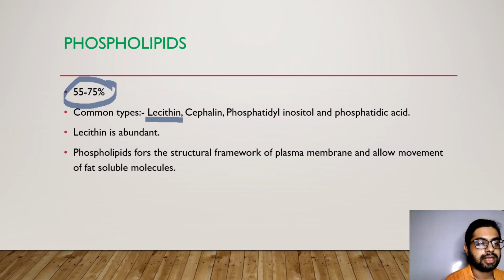lecithin is the most abundant. So phospholipids form the structural framework of the plasma membrane, as I described in the previous slide, and allow movement of fat soluble molecules. So fat soluble molecules can trespass this membrane because of these phospholipid molecules.